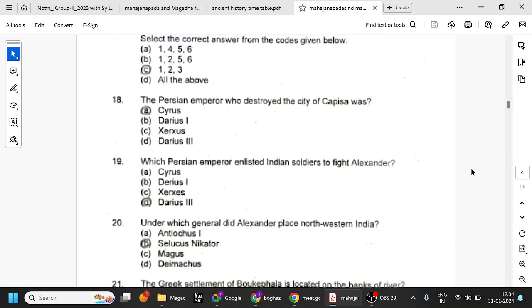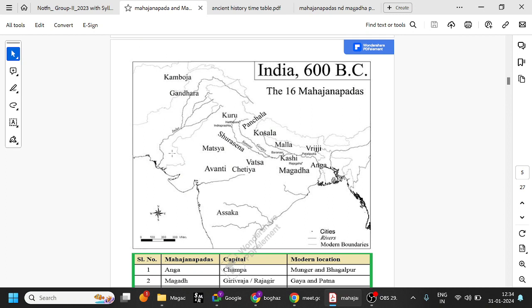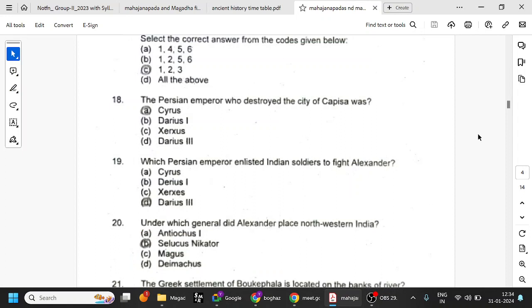The Persian emperor who destroyed the city of Kapisa was Cyrus. At that time, Persia is not far away. Till here, Cambodia, etc., we had these Janapadas, and just nearby in this area is Persia. So we had cultural and trade contact with the Persian Empire also. So Cyrus was the Persian emperor who destroyed the city of Kapisa.